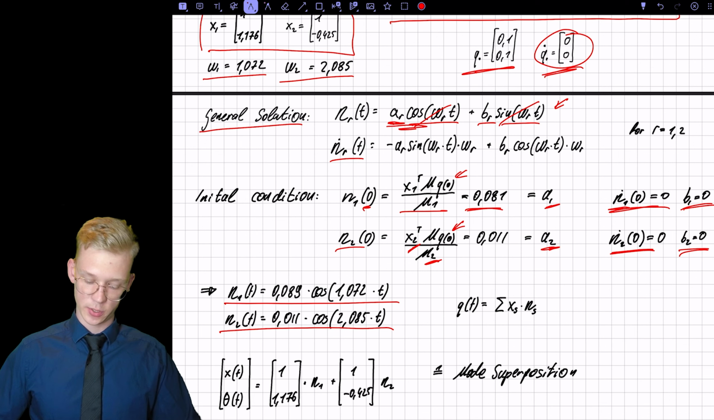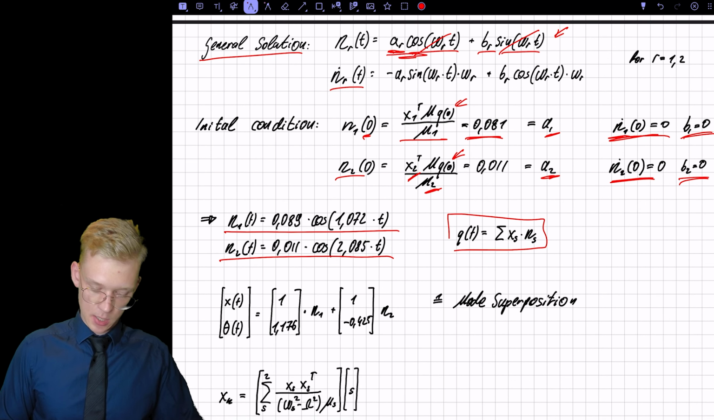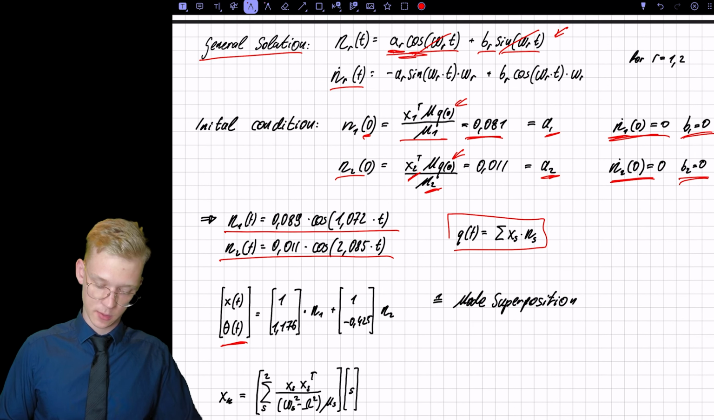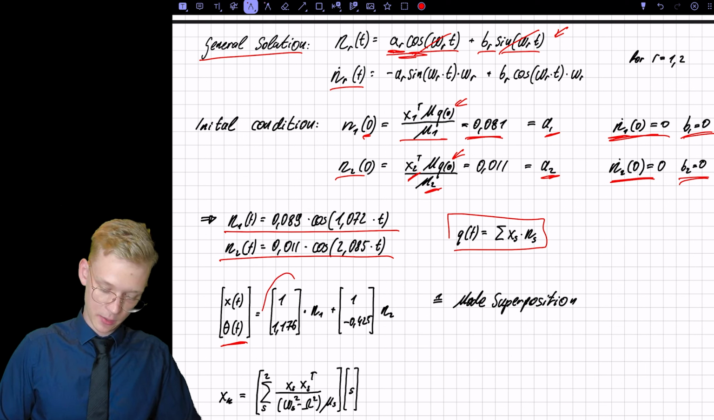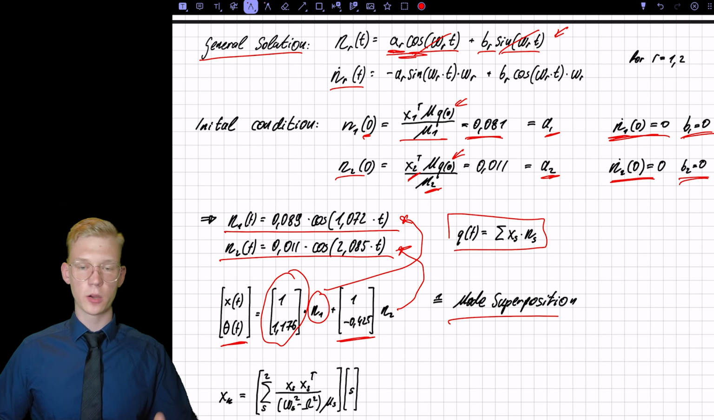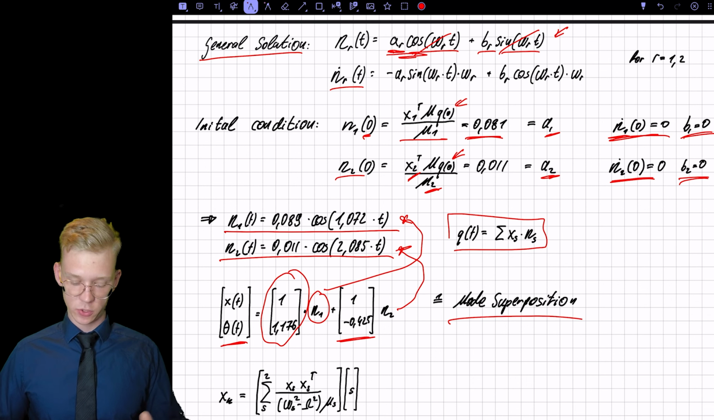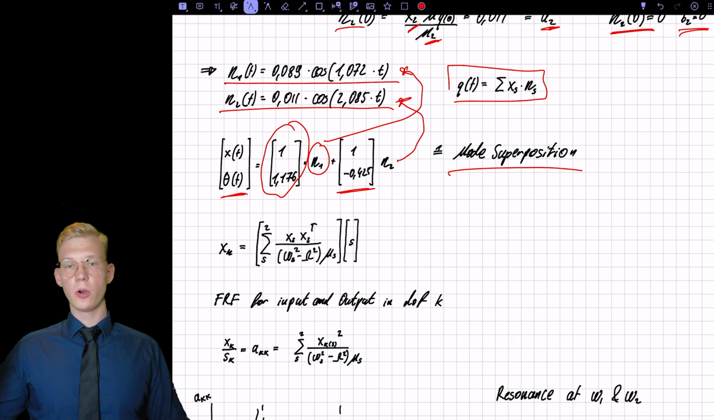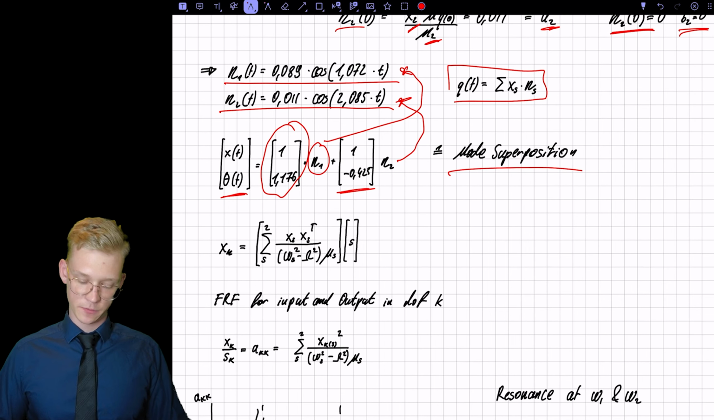These are our solutions. So now we can just multiply them and get our solution in the physical space. So we have x as a function of t and theta as a function of t. We have our eigenmode 1 and the time function 1, that is this one, the eigenmode 2, and the time function 2. And we are done with mode superposition. It's just that easy.